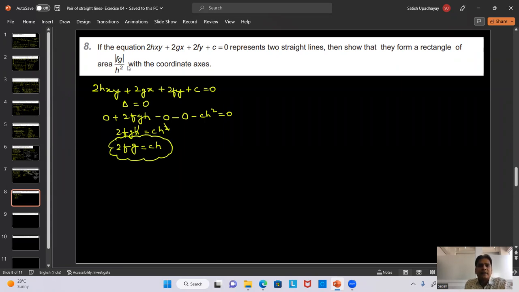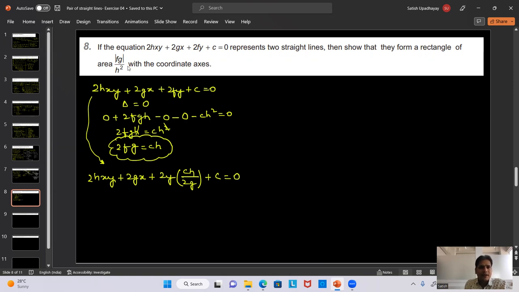And what else information is provided here? That they form a rectangle of this area with the coordinate axes. So we need to find this with respect to the coordinate axes. What we can do is substitute the value of f in this equation. So it will be 2hxy plus 2gx plus 2y times f, and f is ch upon 2g, plus c equal to 0.